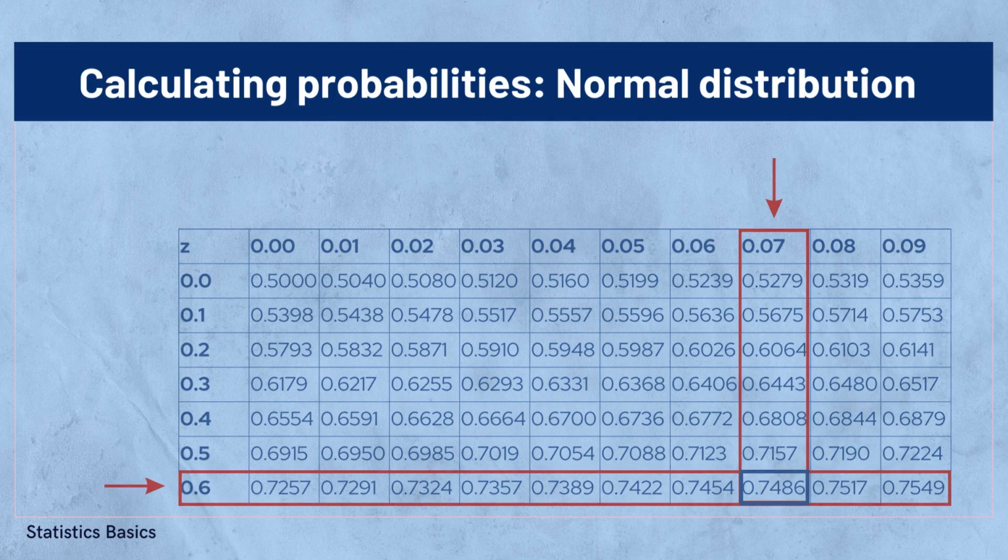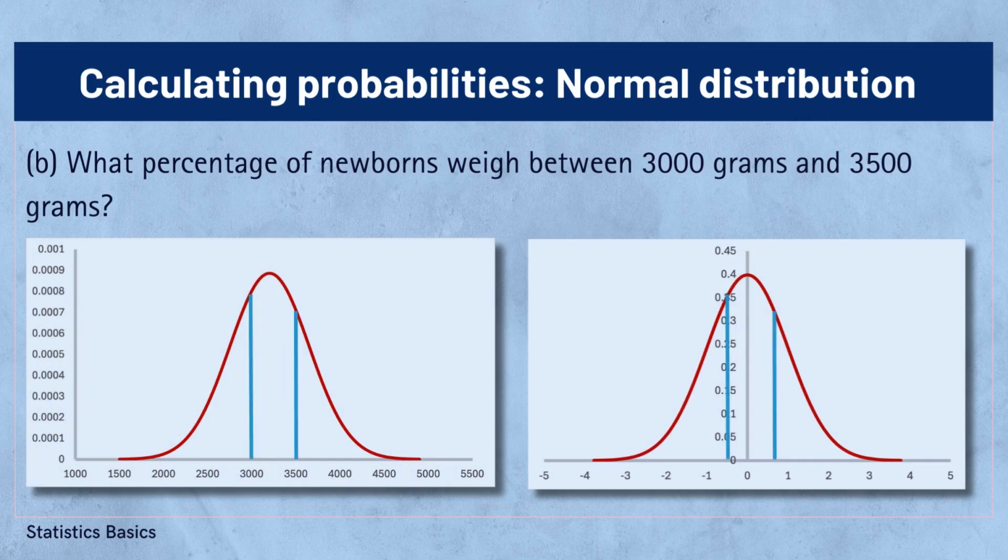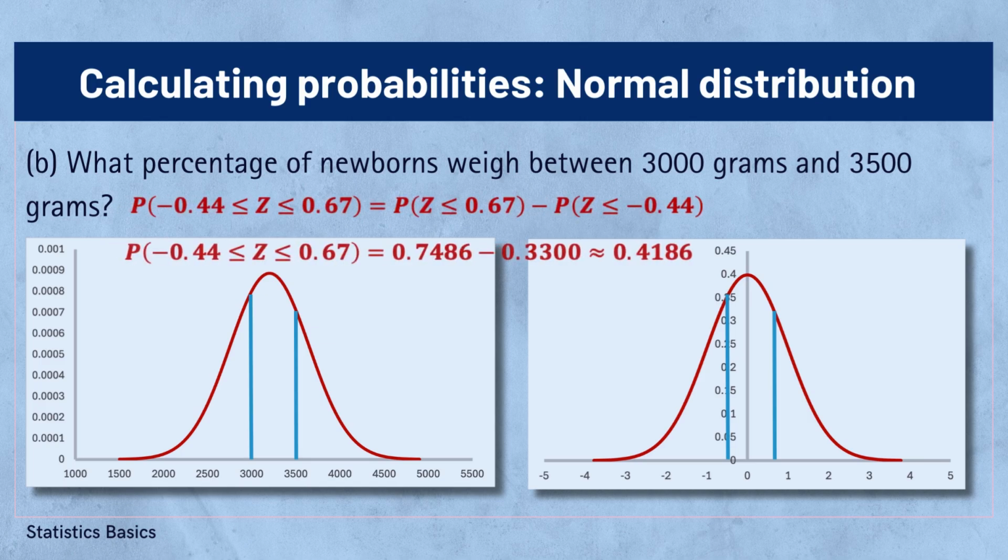0.7486. The probability of a newborn's weight falling between 3,000 and 3,500 grams is represented by the area under the standard normal curve between these two z-scores. To find this probability, we subtract the smaller cumulative probability from the larger one. Therefore, the calculated probability is approximately 0.4186, or 41.86%. This means approximately 41.86% of newborns are expected to weigh between 3,000 grams and 3,500 grams.